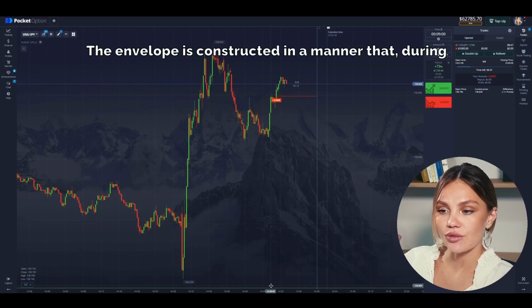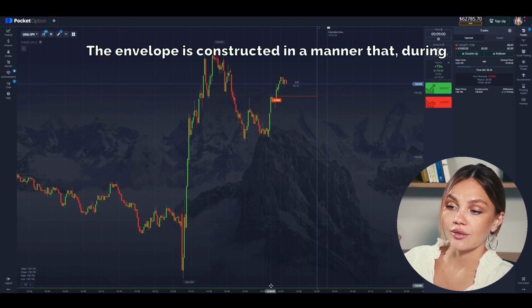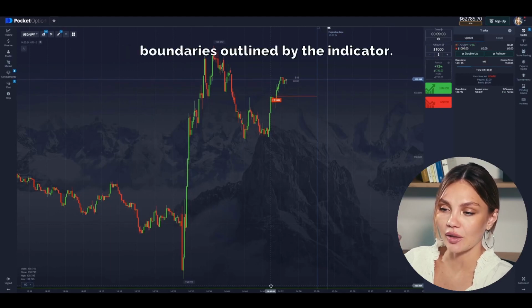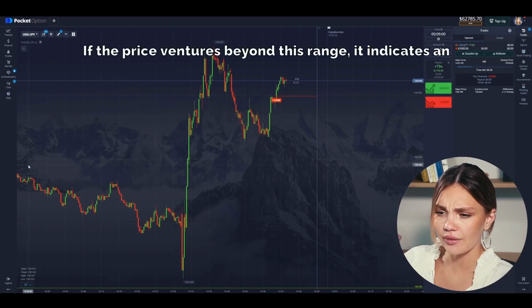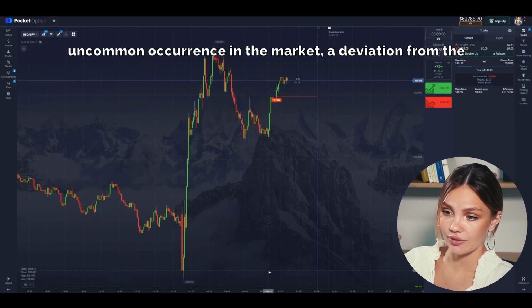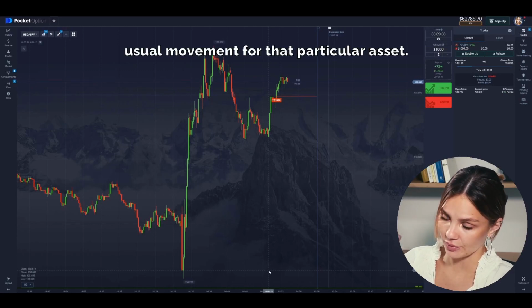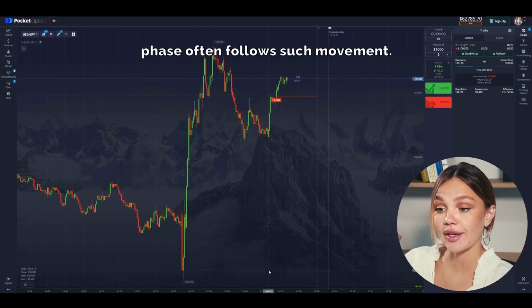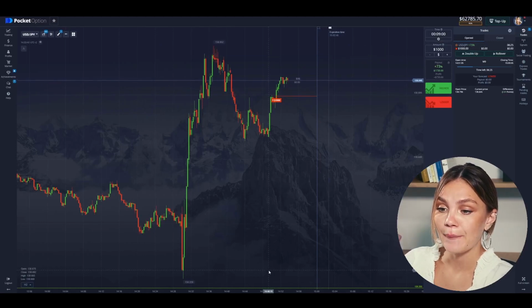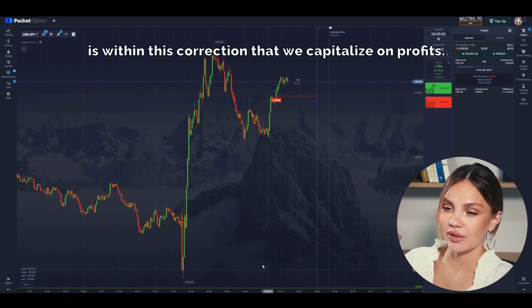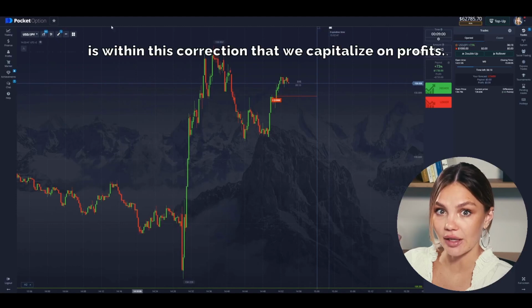The envelope is constructed in a manner that during regular trading, the price predominantly stays within the boundaries outlined by the indicator. If the price ventures beyond this range, it indicates an uncommon occurrence in the market, a deviation from the usual movement for that particular asset. Subsequently, a corrective phase often follows such movement, re-establishing equilibrium between buyers and sellers. It's within this correction that we capitalize on profits.